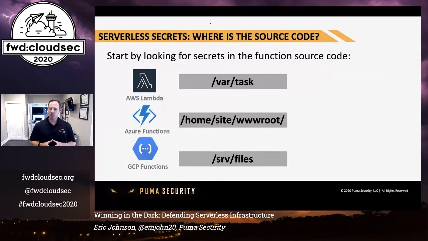The next question, where's the source code? So here's your benchmark. Here's where we dug up and found all the source code. Nothing really special about this. Lambdas is in var task. Azure functions, there's a little bit of IIS showing here, even though it's on a Linux box. It's in the home site www root directory. And then in GCP again, SRV files. So there's a real high-level snapshot of these serverless environments and where things are actually living for you to start attacking the functions.